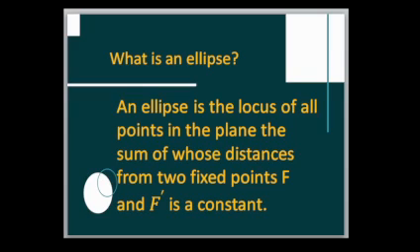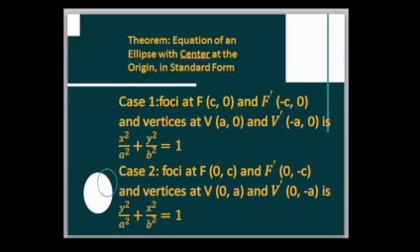Okay. Now we will proceed to the theorem: the equation of an ellipse with center at the origin in standard form. So there are 2 cases here. Case 1: the foci are at F, positive and negative c and 0, and the vertices are at V, positive and negative a and 0.